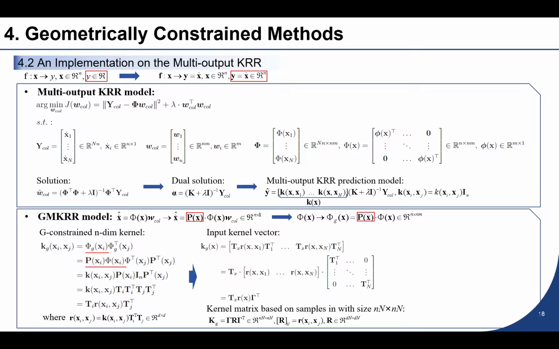This leads to a structured kernel matrix that can be factorized into low-dimensional components, significantly reducing computational complexity while preserving geometric consistency. Finally, the prediction takes the same closed-form structure as standard KRR, but now the output is guaranteed to respect the manifold geometry.